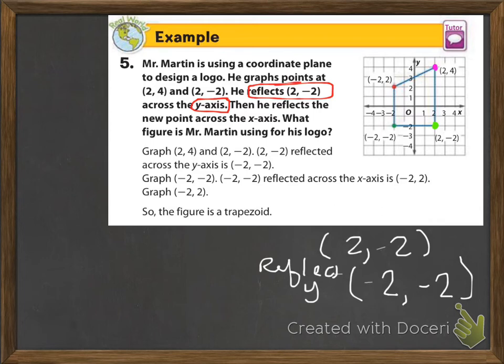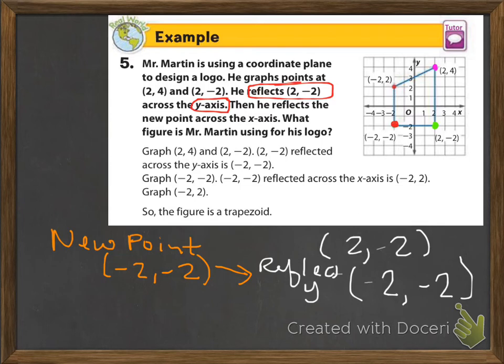So I'm going to go back 2 and down 2, which is how I get my red dot now. And then it says he reflects the new point, so that's the (-2, -2). All right, so I've written new point, (-2, -2), because that's what we got when we reflected across the y.